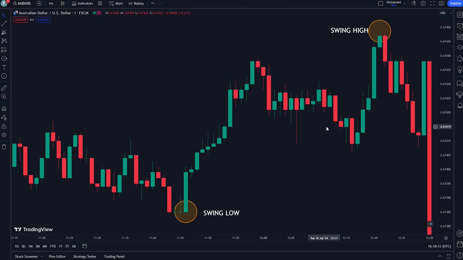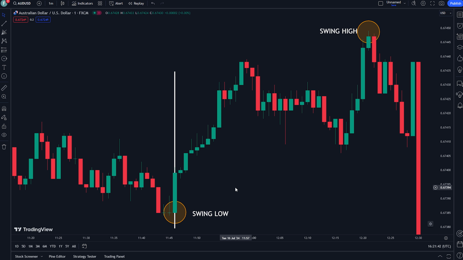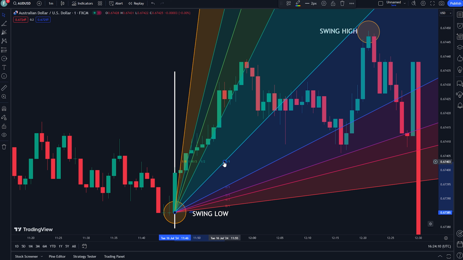Next, identify a market range and mark the swing low and swing highs of that range. Then draw a straight vertical line at the start of the range. After that, select the trend angle tool and measure 45 degrees. Then use the Gann fan tool and place it at the 45 degrees.